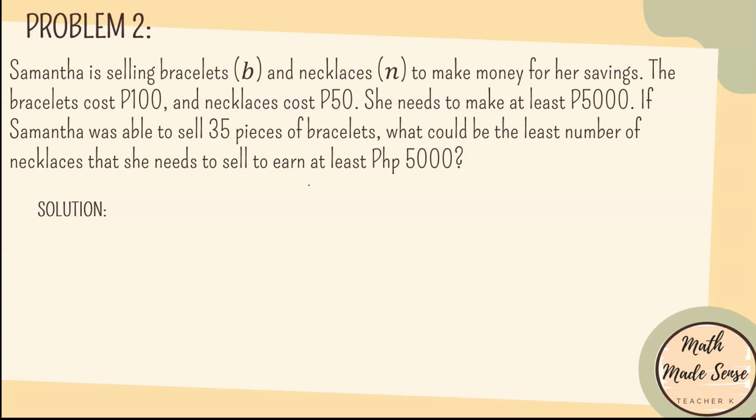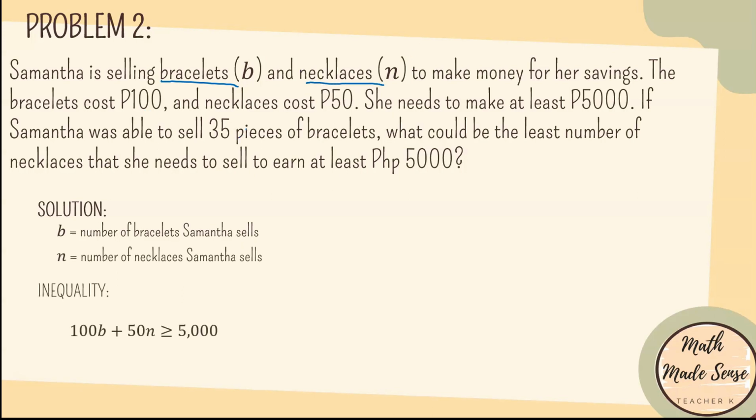So let's represent our variables. B is the number of bracelets that Samantha sells, and N is the number of necklaces that Samantha sells. Our inequality would be 100B, since each bracelet costs 100 pesos, plus 50N, since each necklace costs 50 pesos. So 100B plus 50N, she needs to make at least 5,000. The symbol "at least" is greater than or equal to. So our inequality is 100B plus 50N is greater than or equal to 5,000.